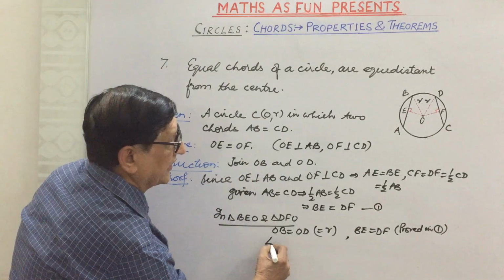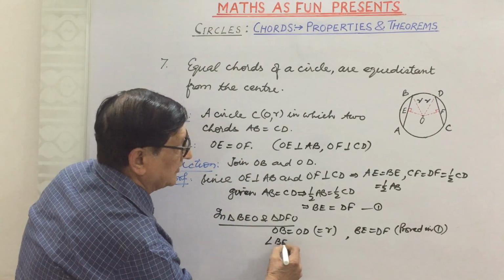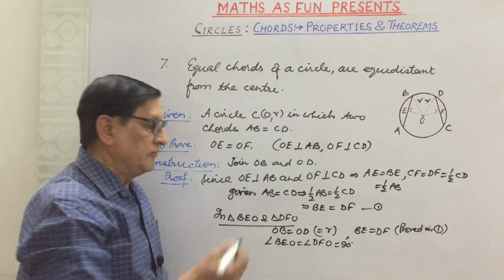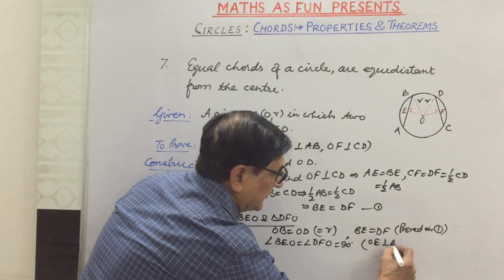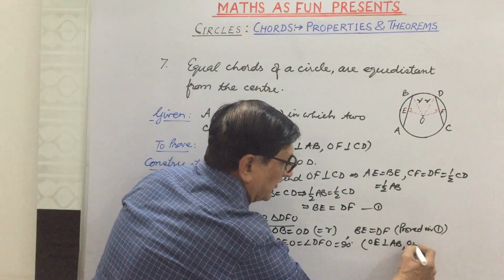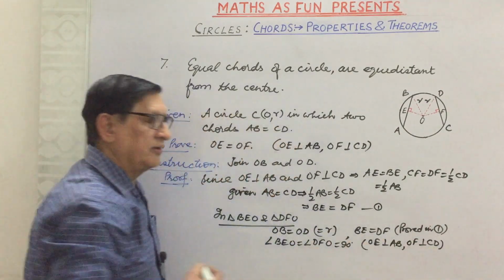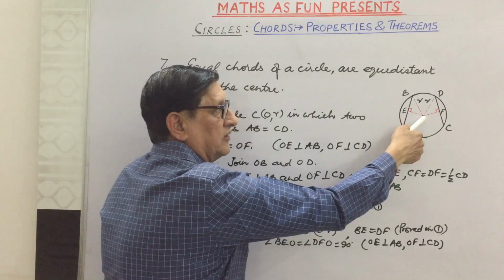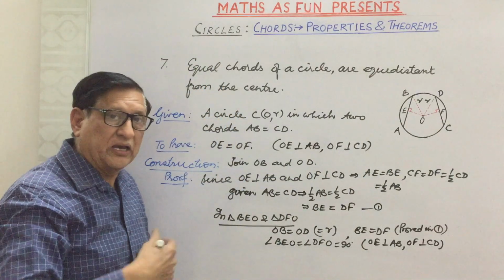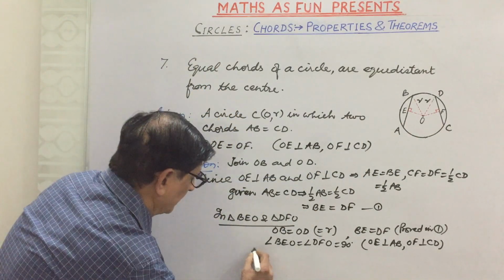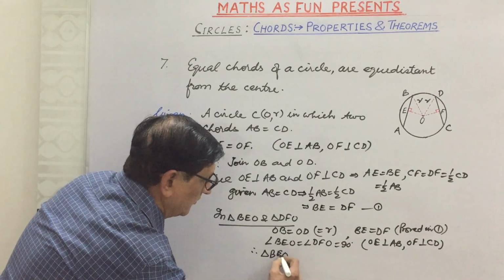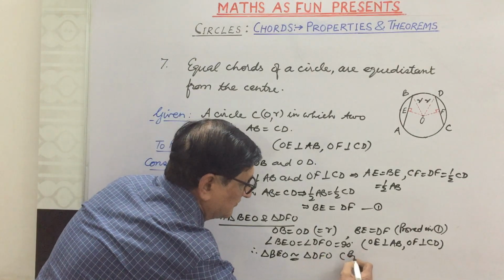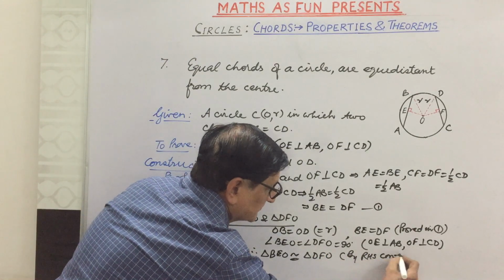And then we have angle BEO equal to angle DFO because each is 90 degrees. That is because OE is perpendicular to AB and OF is perpendicular to CD. So we find that these are two right angle triangles. These are the hypotenuse of them, and this is one of the sides. So by RHS they are congruent. Therefore, triangle BEO is congruent to triangle DFO by RHS congruence.